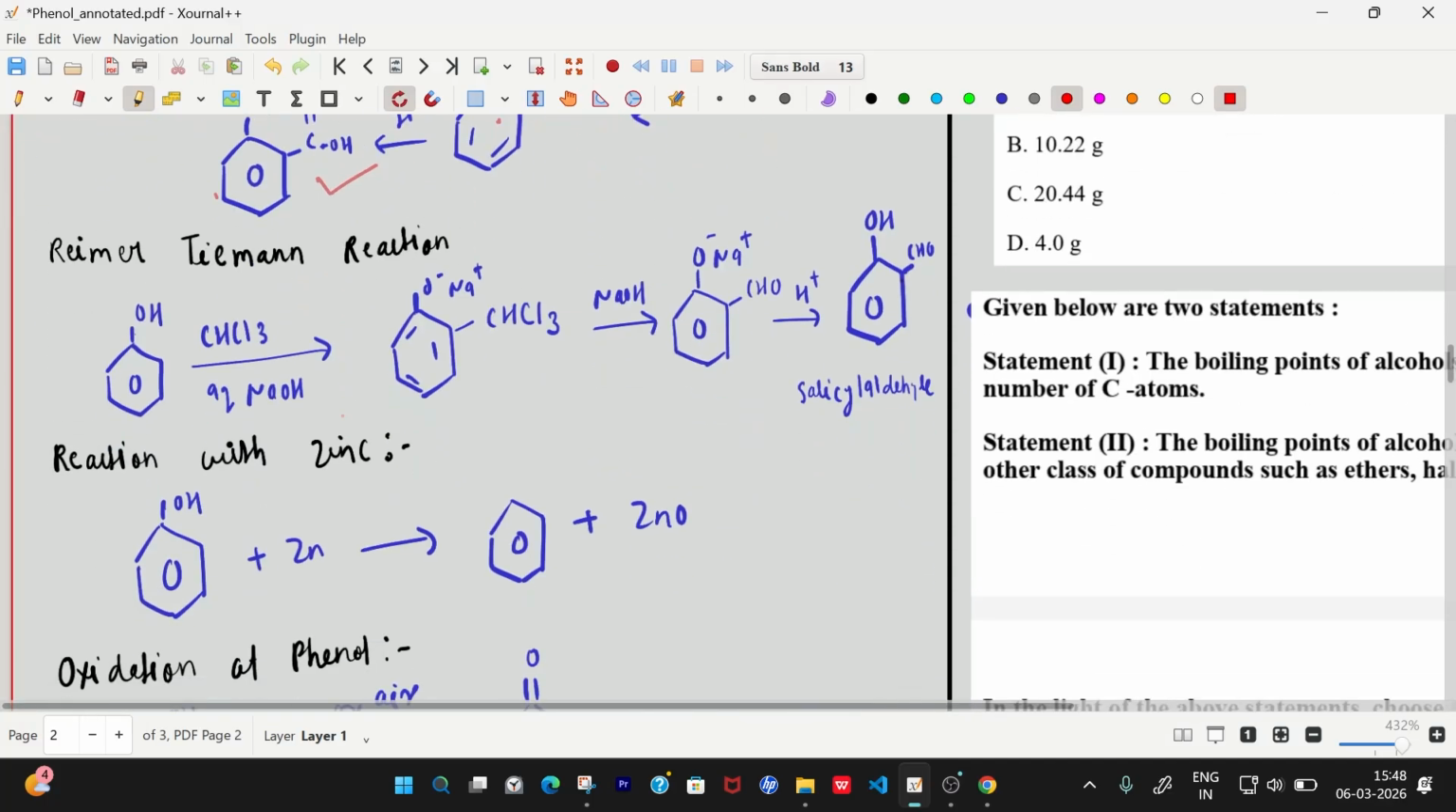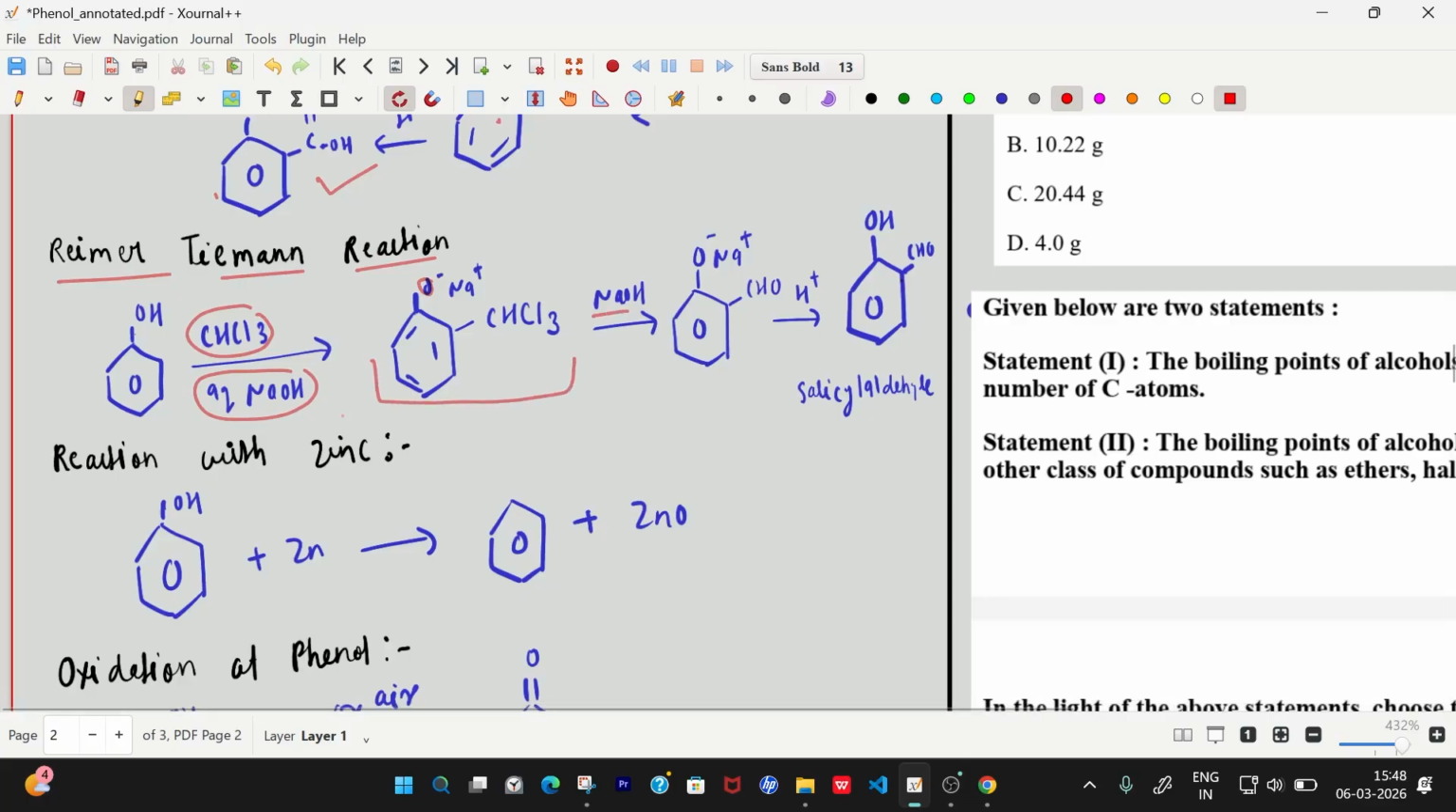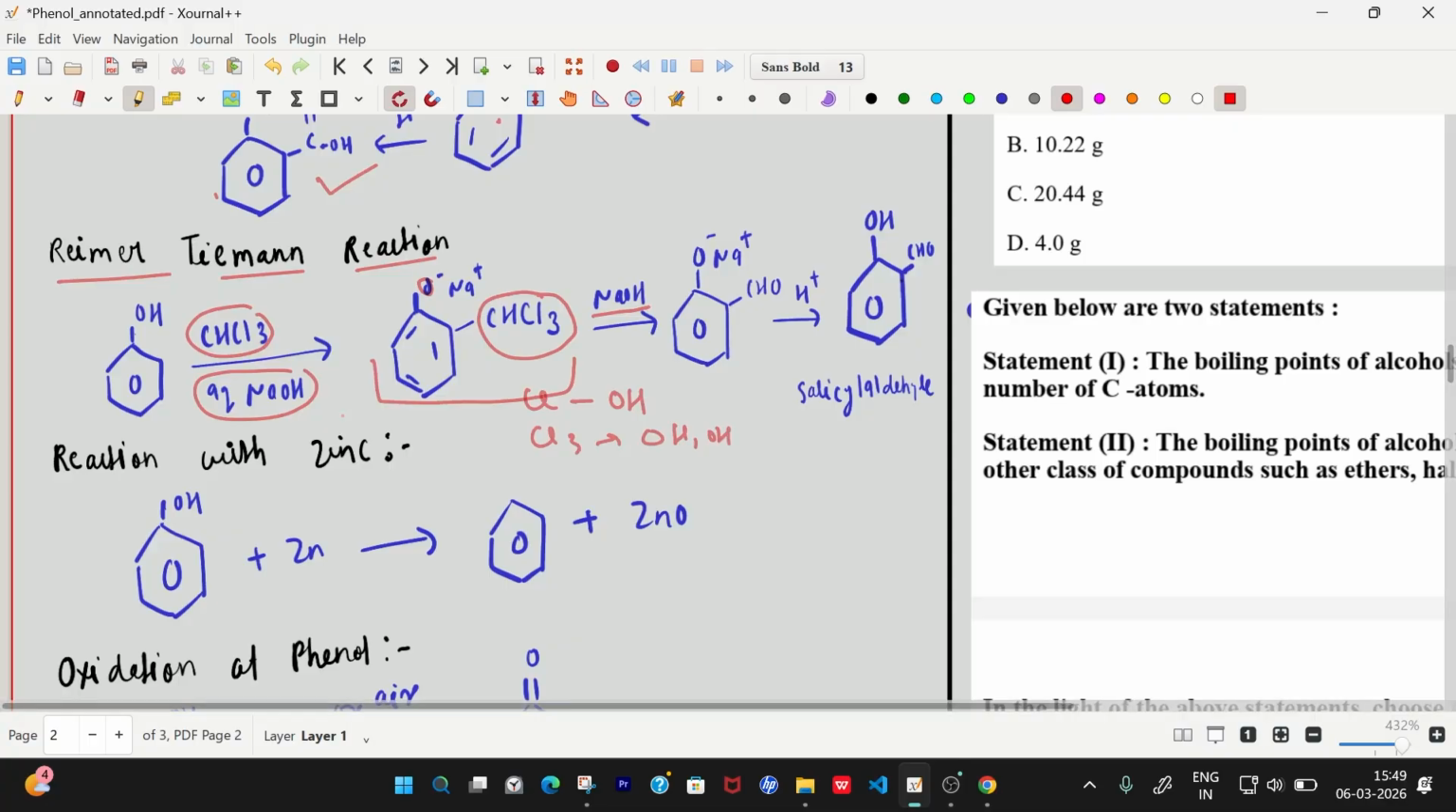The next reaction is the Reimer-Tiemann reaction. Here phenol is treated with CHCl3 in aqueous NaOH to form this product, and if we further treat it with sodium hydroxide, then the Cl atoms will be replaced with OH, all three Cl will be replaced with 3 OH, and there will be substitution of 2 OH into a double bonded O, and we get CHO. And in acidic medium, we get salicylaldehyde.